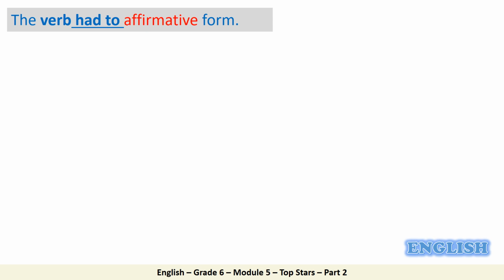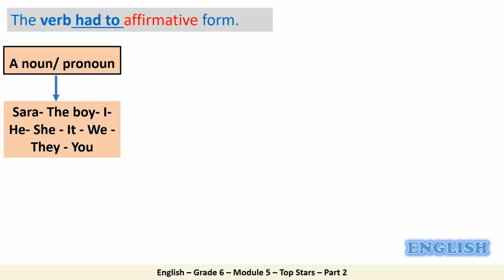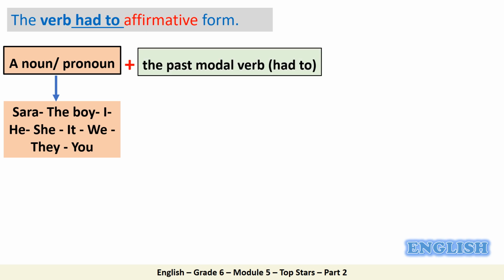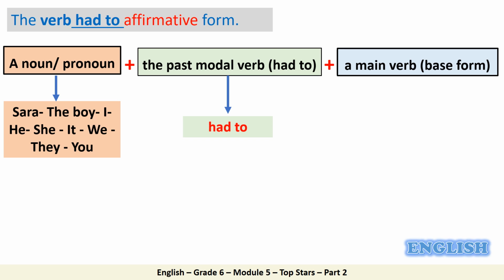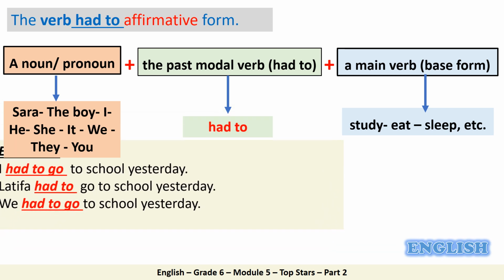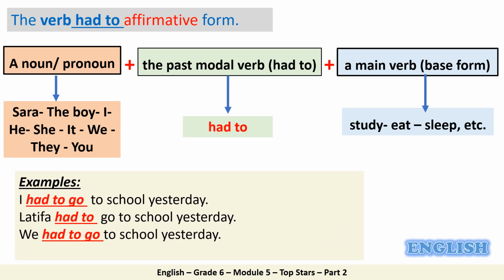Let's learn how to form different types of sentences using had to. First, the affirmative form. We start with a noun or a pronoun, which could be Sarah, the boy, he, or they, and then had to. And after that, the base form of the verb, which could be study, eat, sleep, and so on. For example, I had to go to school yesterday.